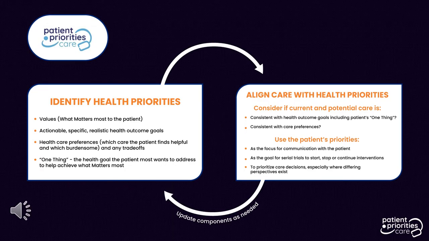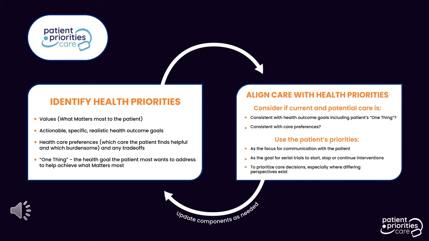There are two steps to patient priorities care. The first step is identifying patients' health priorities, and the second step is to align care with these priorities. By health priorities, we mean patients' health outcome goals and care preferences. Health outcome goals are the things patients most want to do in their life that they want their healthcare to help them with, given the care preferences for healthcare that they're willing and able to do. These include things like healthcare tasks, medications, procedures, self-management activities, and healthcare visits.